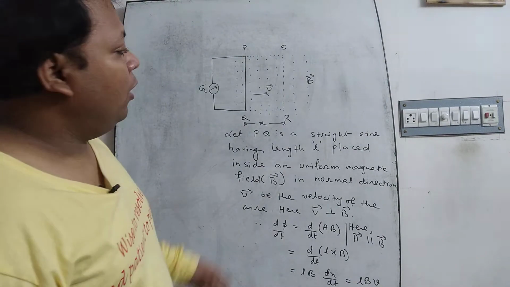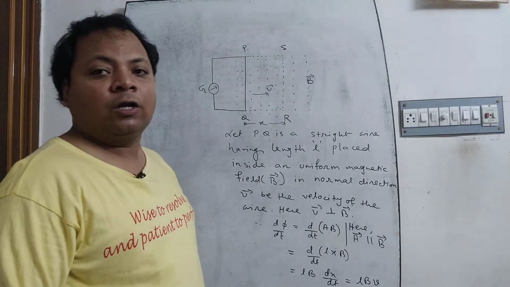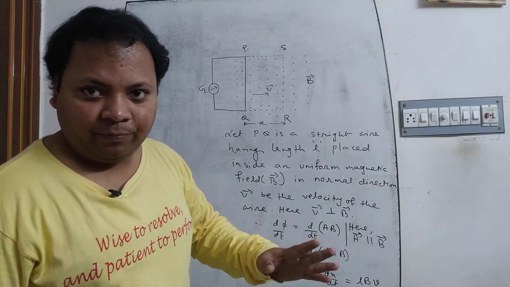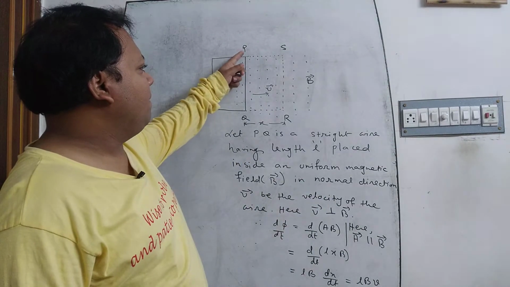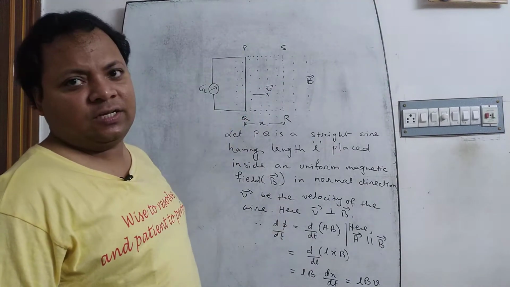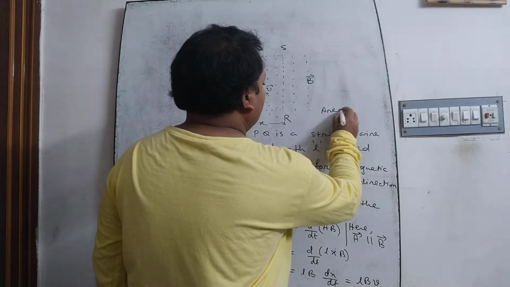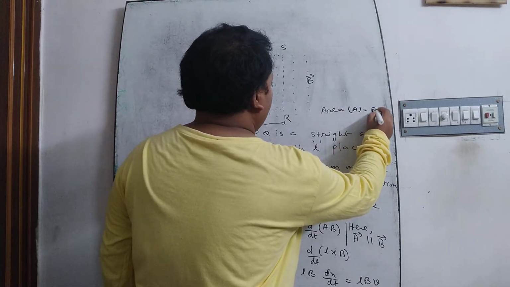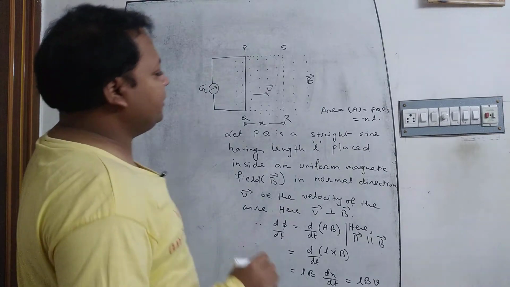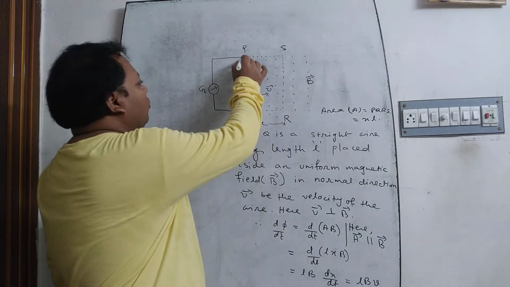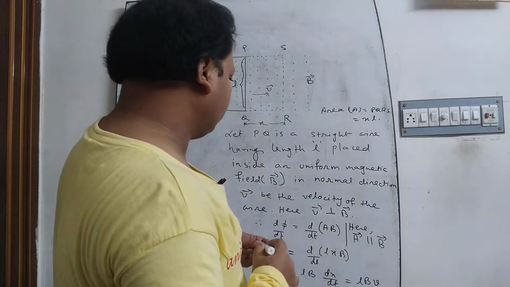The wire covers a distance x in time t. That is, the displacement of the wire is x in time t. Therefore, during time t, it sweeps an area PQRS. The area A of PQRS is equal to x into L. Here PQ is equal to L and QR is equal to x. That is L into x.